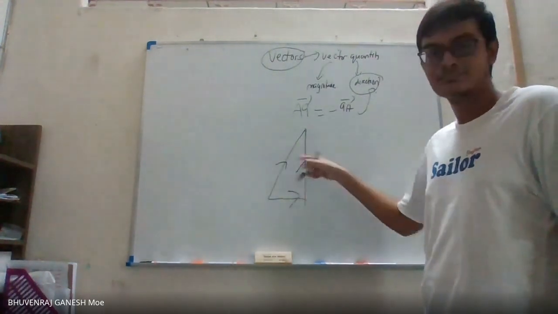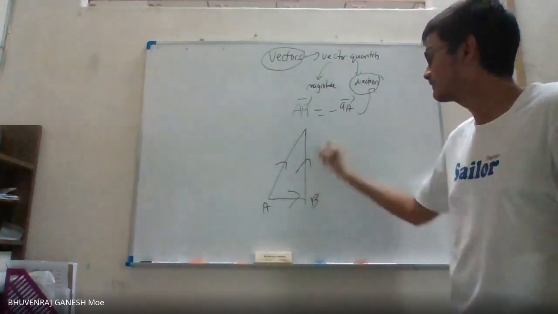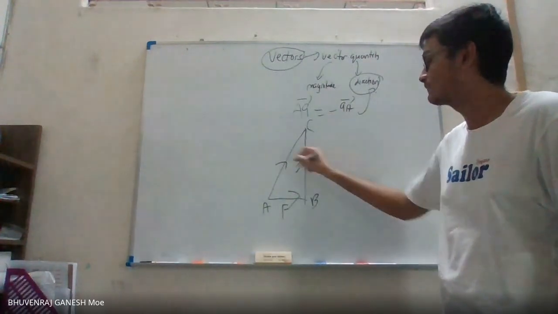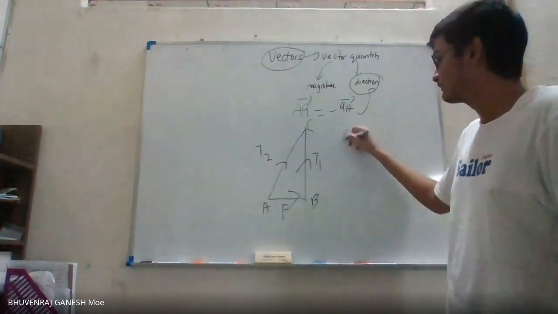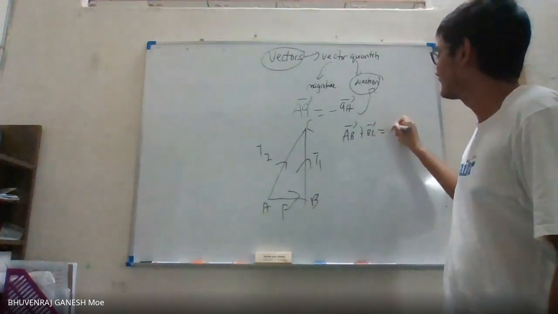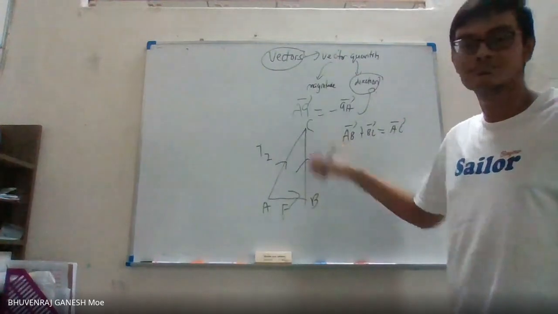These parts are all vectors. See, there's a direction here, A to B. Remember this triangle? You give the F, T1, T2, the tensions like that. AB plus BC is equal to AC. These are vectors: AB, BC, AC.